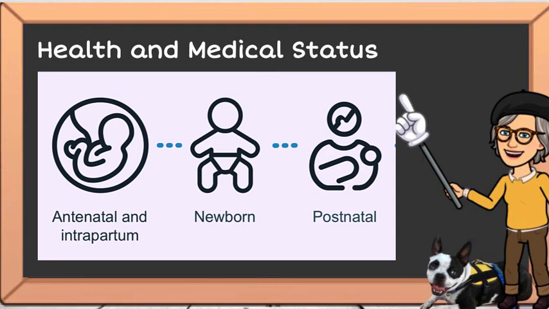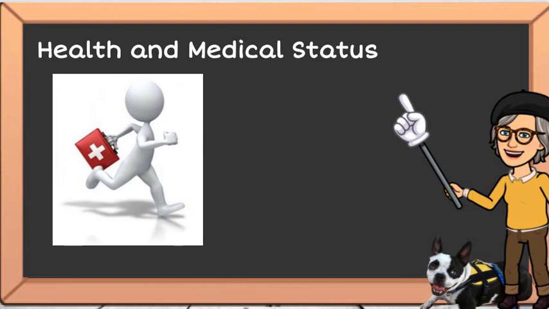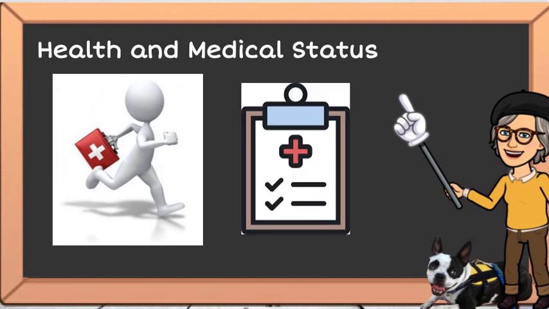It also could be acquired. This would be an onset at any time during a person's life, and this could be caused by illness or disease or even environmental factors like trauma or poor health habits.